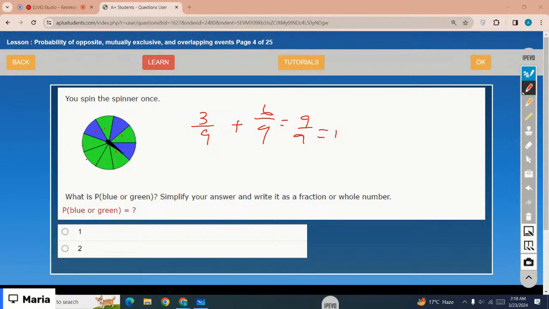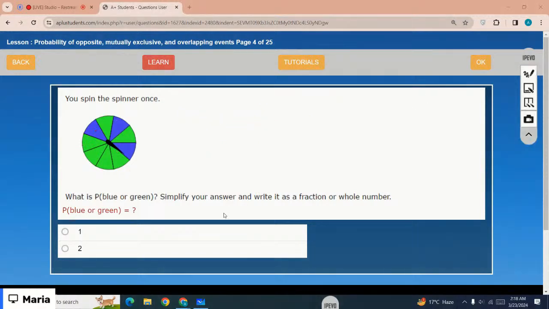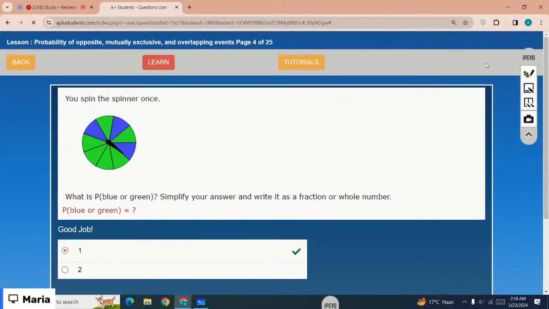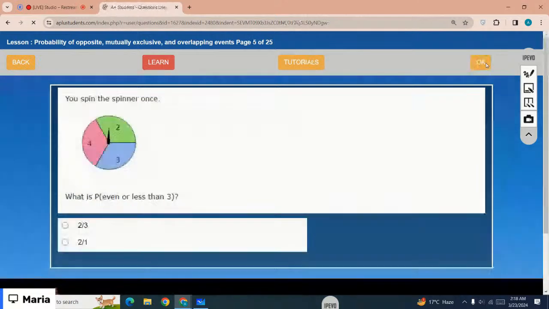The correct option is 1. You spin the spinner once. What is the probability of even or less than 3? Which is the correct option?